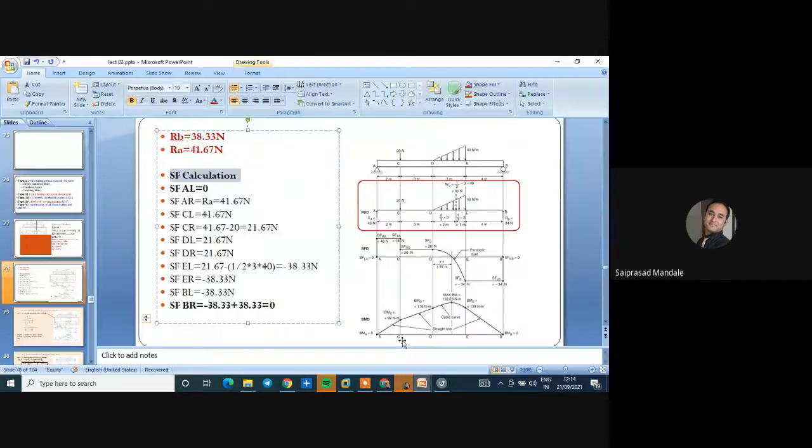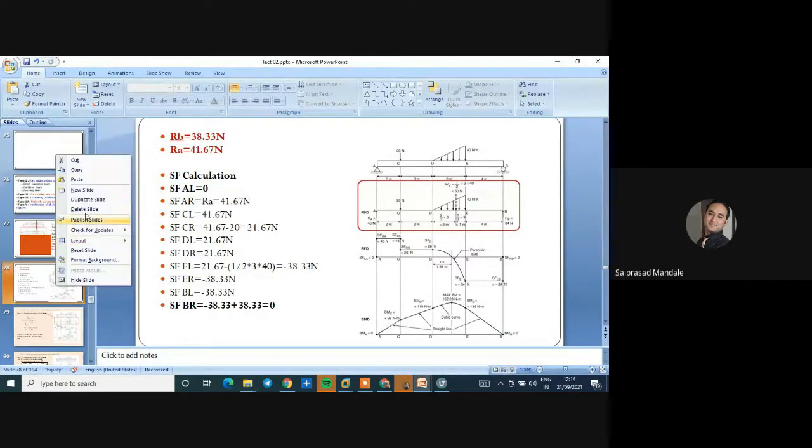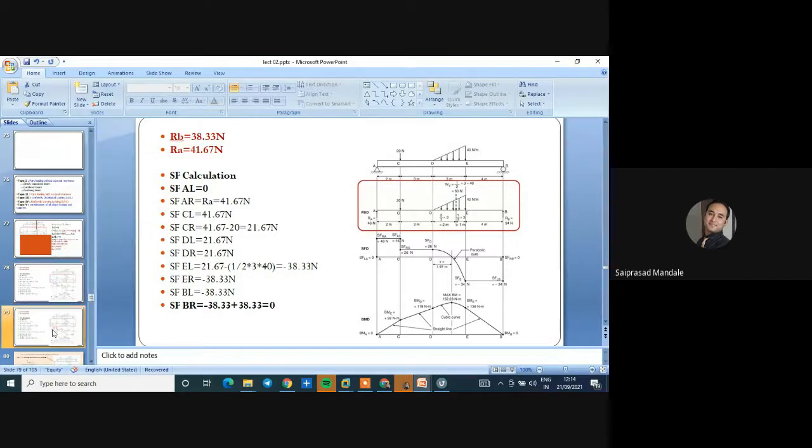So now moving towards moment calculation.